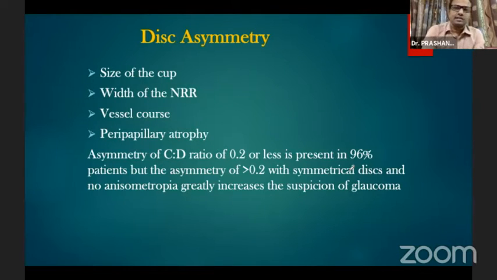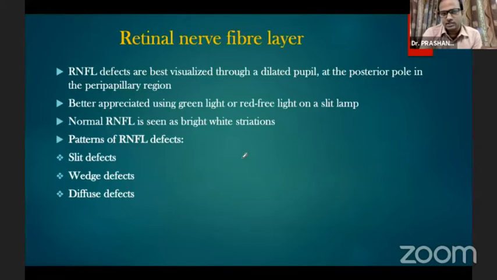Next point to note is asymmetry of the disc between the two eyes. So we have to look at the size of the disc, width of the neuroretinal rim, vessel course, and parapapillary atrophy. And in the cup size ratio, normally 0.2 is a normal asymmetry which can be present in 96% of patients, but if the difference in asymmetry is more than 0.2, that could raise a suspicion of glaucoma. So with more than 0.2 asymmetry, one should do further follow-up and investigation to rule out glaucoma.